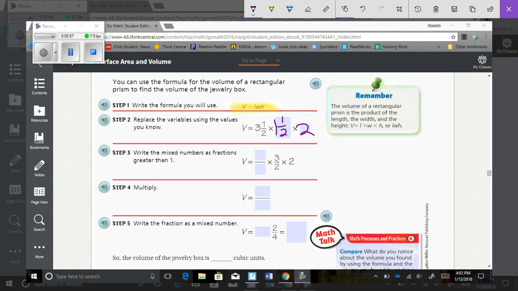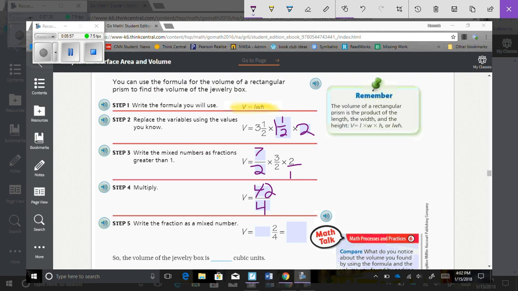So then step 3 says write the mixed numbers as fractions greater than 1. Okay, so we're going to write those mixed numbers as improper fractions. So if we take 2 times 3, which is 6, plus 1, we have 7 halves now. Times, they already did the next one for us, which was 2 times 1 is 2, plus 1 is 3. 3 halves times 2. So I just wrote that same formula as improper fractions. Then we're going to multiply across. So 7 times 3 is 21, times 2, because that's 2 over 1, is 42. 2 times 2 is 4, times 1 is still 4. So we have 42 fourths.